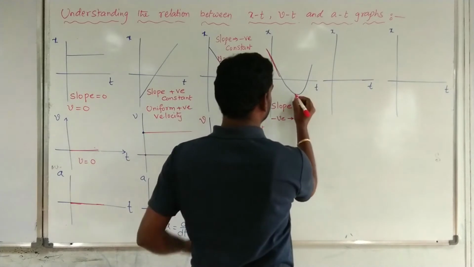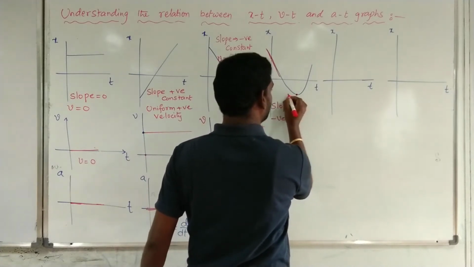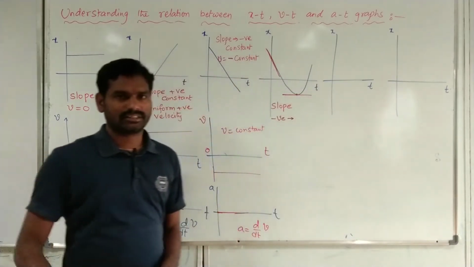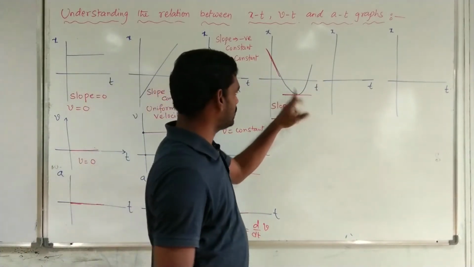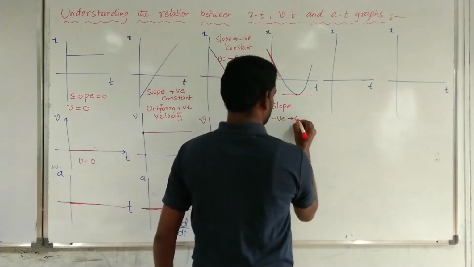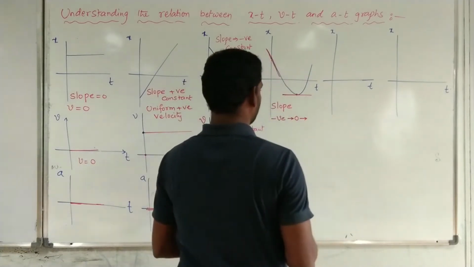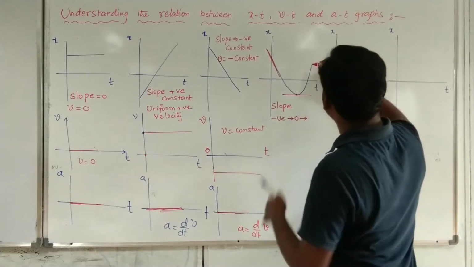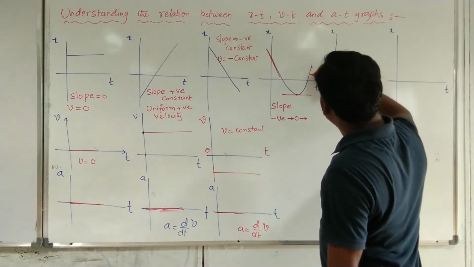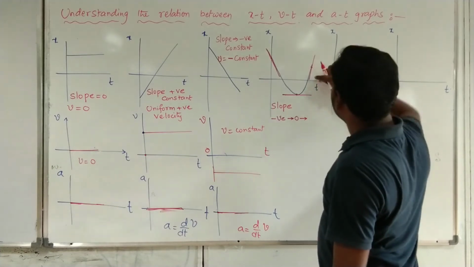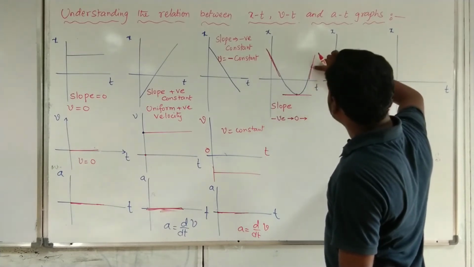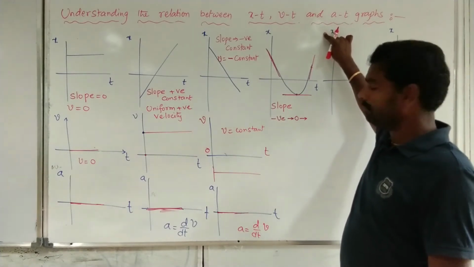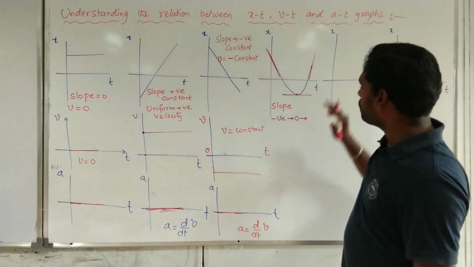Consider another point, this point. At this point, draw a tangent. This tangent is parallel to the x axis. So the slope is equal to 0 here. Next, take another point. Consider this point here. If I draw a tangent at this point, the position is increasing with respect to time. If position increases with respect to time, the slope is positive.